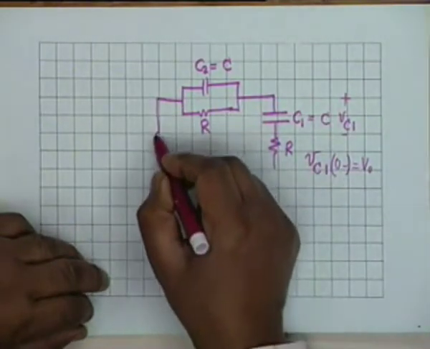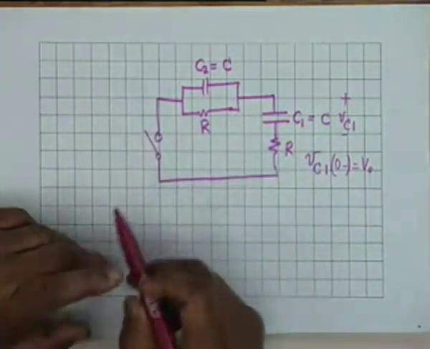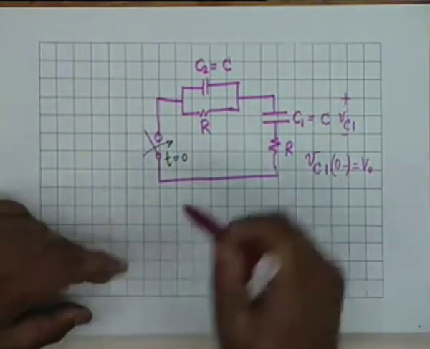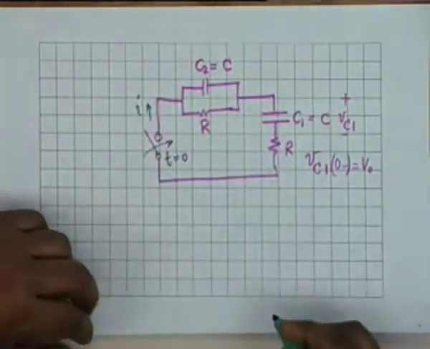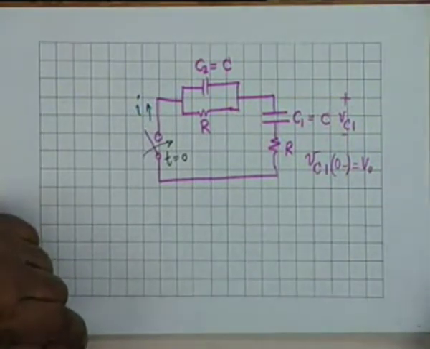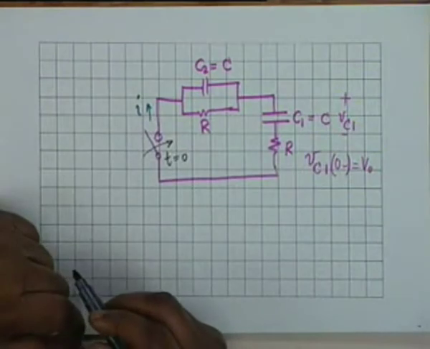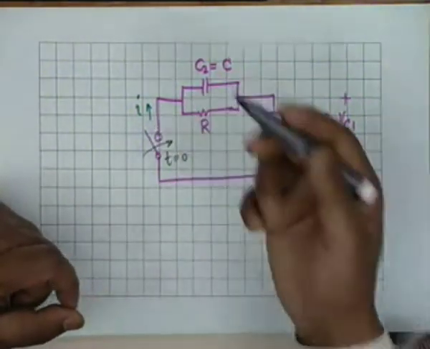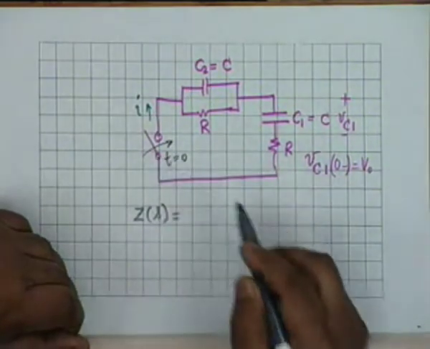And then there is a switch here which is closed at t equal to 0, and it is this current I that we wish to find out. All right. This is a situation in which one should find the impedance between these 2 points, the impedance offered to the switch before it closes. Then by shorting this we find the current. So let's find the impedance between these 2 points.